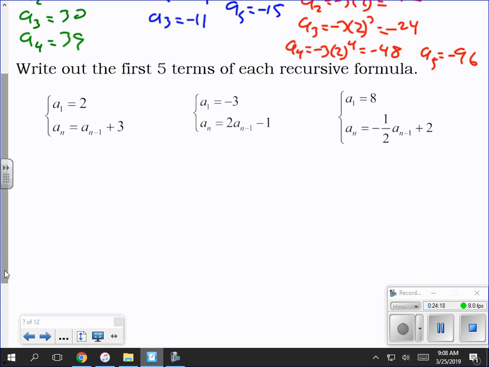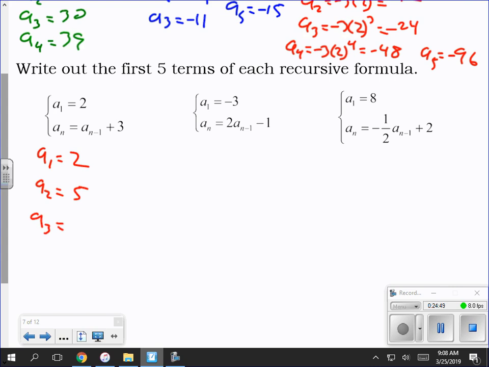Your first term is always given to you. So if I ask you to give me the first 5 terms of the recursive formula, you better get the first one right, because it's already written down on the paper for you. You already have A sub 1. To find A sub 2, to find the next term, my formula says, to find the nth term, take the one before it and add 3. So to find the next term, what do I do? I add 3. 2 plus 3 gives me 5.